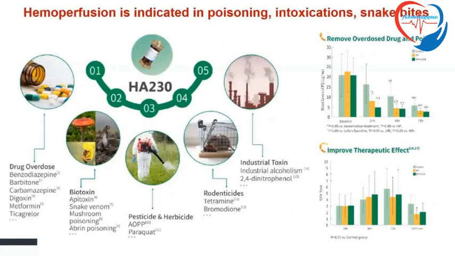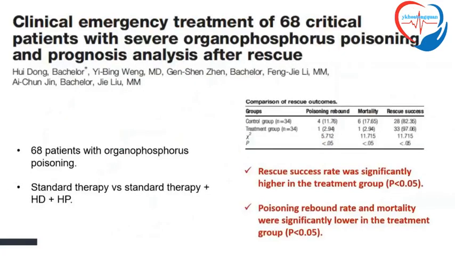Adsorption has been traditionally utilized for intoxication, for example drug overdose, biotoxins, pesticides, rodenticides, and industrial toxins. We have demonstrated a very important reduction in concentration with improvement of therapeutic effect using this cartridge called HA230, which has a specific sorbent technology to remove substances, for example, organophosphorus toxins.